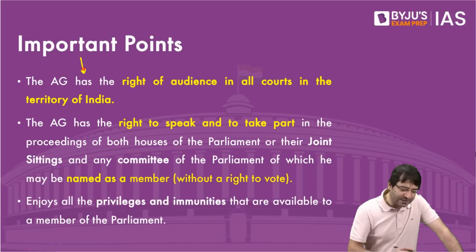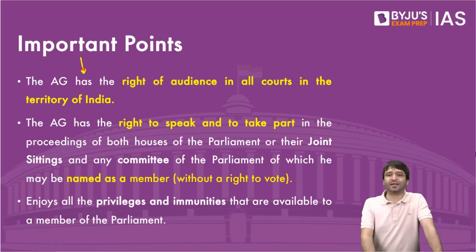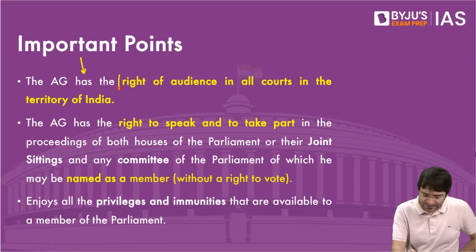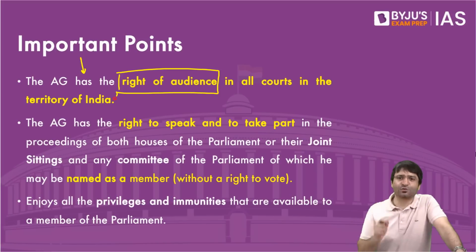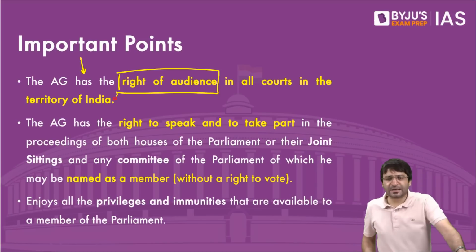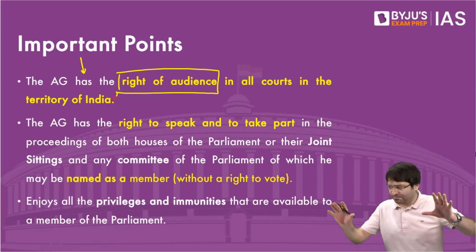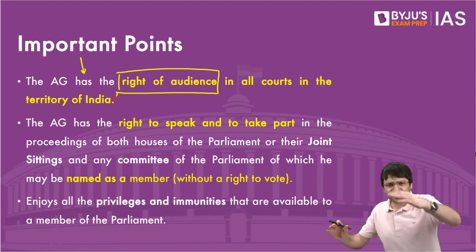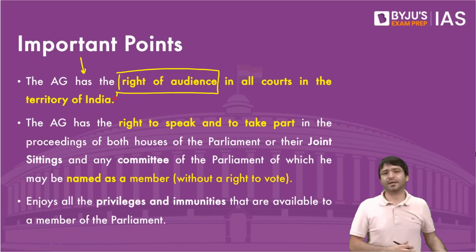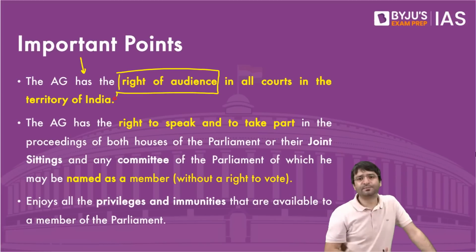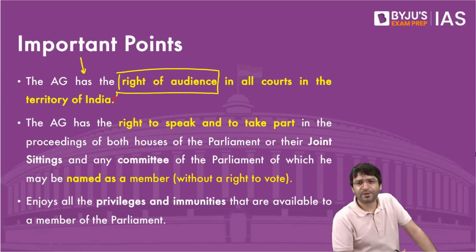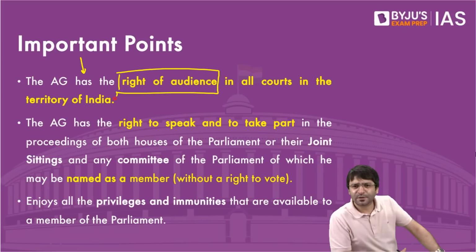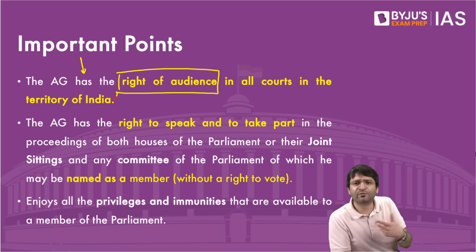The Attorney General has the right of audience in all courts in the territory of India. What is this right of audience? For example, there is a case going on in the Supreme Court, and the case involves Party A and Party B. Two parties, for example, you and me, we have a case in the Supreme Court. Now, suddenly a third person walks in and tells the court, "Dear court, you please listen to my side of the story." The court will say, "Who are you? Are you connected in this case? Have you filed any application in this case? Who are you and why should we listen to you? Get out."